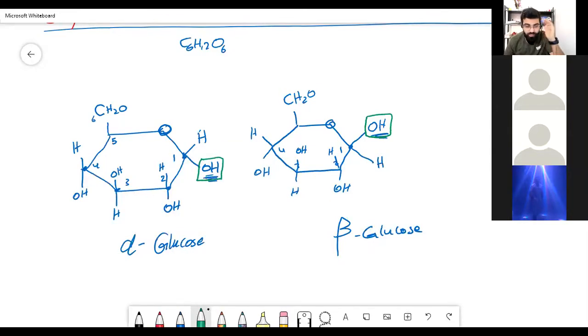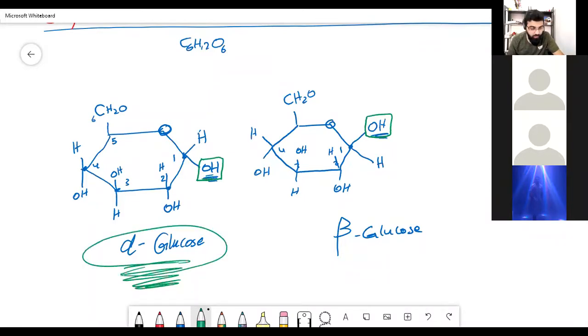There's an easy way to memorize it, guys. Start with alpha glucose. OH downward, the next one downward, upward, downward. All of them are downward except one upward. The other three are the same: downward, upward, downward. The difference is only the first one, as we said. If it's upward, it's beta glucose. If it's downward, alpha glucose. You have to memorize the structure of glucose.